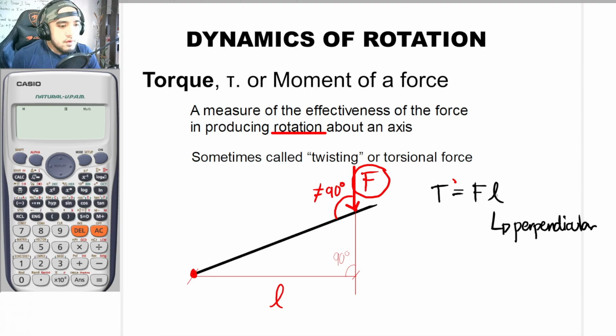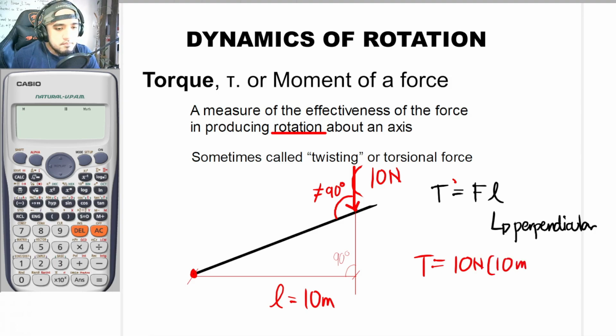Moving forward, once again this is for torque. Let's say that this force F is 10 newtons, and the length of this lever arm is 10 meters. For torque, that is basically 10 newtons times 10 meters. Without using our calculator, this is basically 100 newton meters. This is the unit for torque.